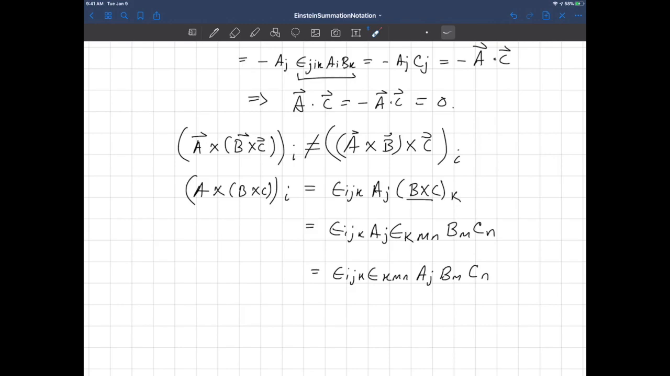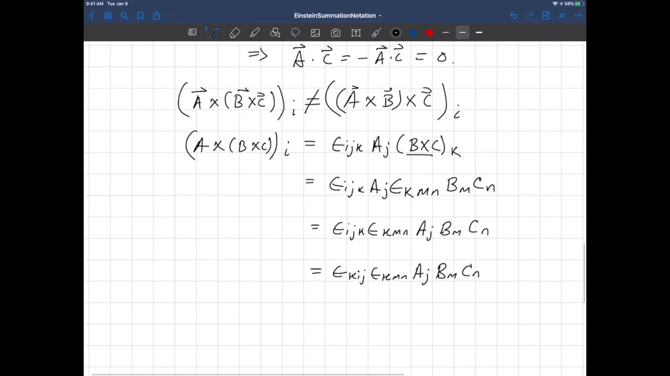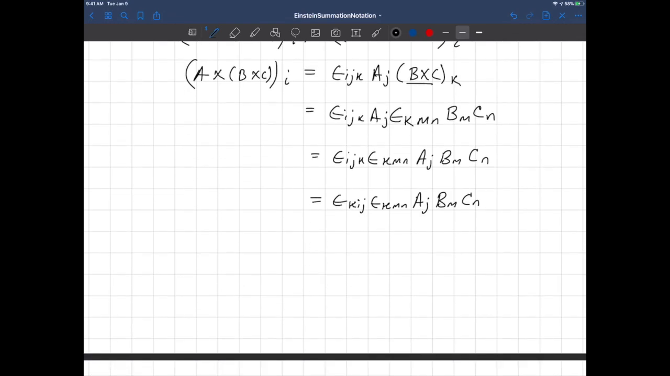So the first thing we're going to do is rewrite these epsilon tensors so that they have the same position that's being summed. So if you remember, this thing is cyclic, so I can put the k in front and scoot the ij over. So I can rewrite this as epsilon k ij, epsilon k m n, and then you get aj bm cn. All right.